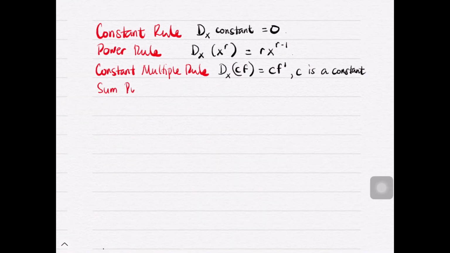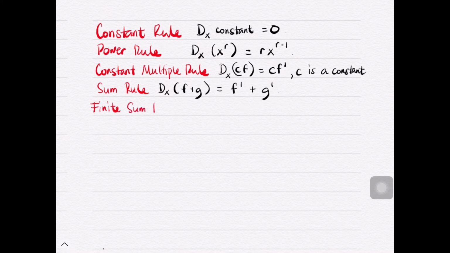Next would be sum rule. It says that if we want to get the derivative of the sum of two functions, we just have to get the sum of the derivative of each of the functions. That is, the derivative of the sum of the functions f, g will just be equal to the derivative of f plus the derivative of g. This idea would also extend to finite sum rule.